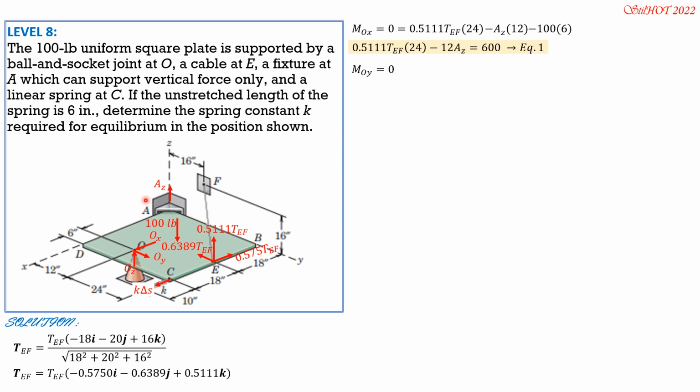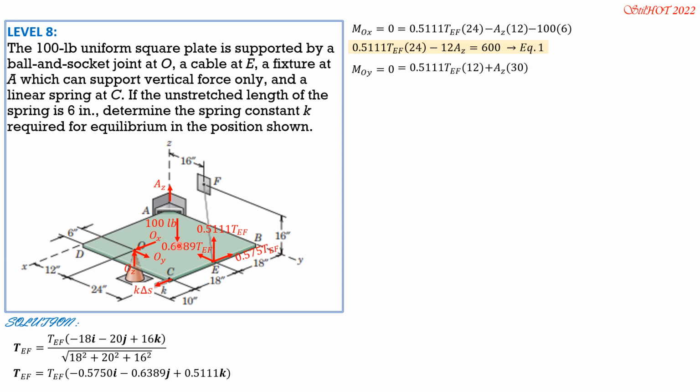And by right thumb rule, it is positive, AZ is positive, 100 is negative. So 0.511 TEF times 12, 12 only because O is 6 inches from CD. So 18 minus 6 is 12. So 0.511 TEF times 12, not 18, 12, plus AZ times 30, 36 minus 6, so 30.